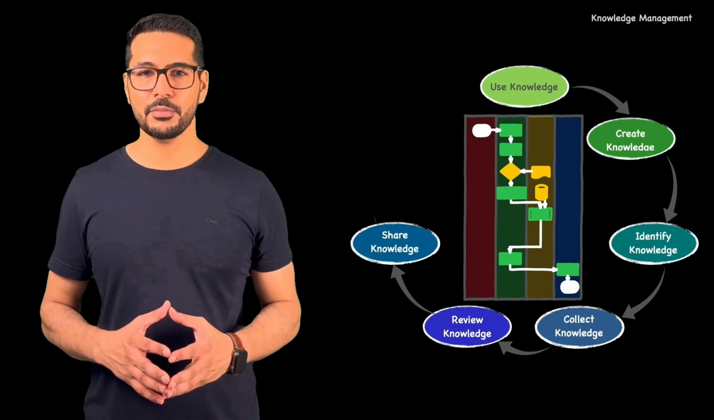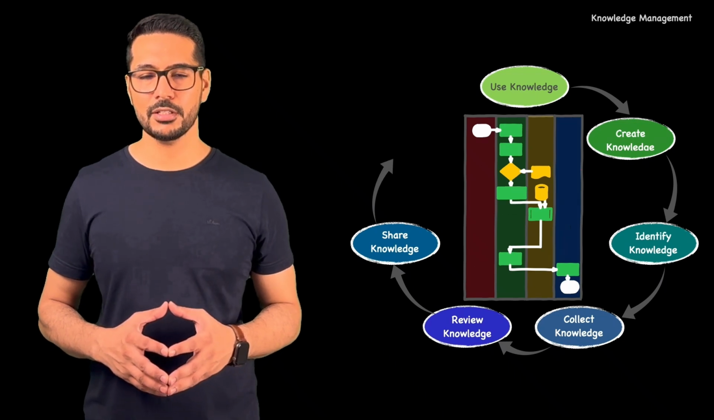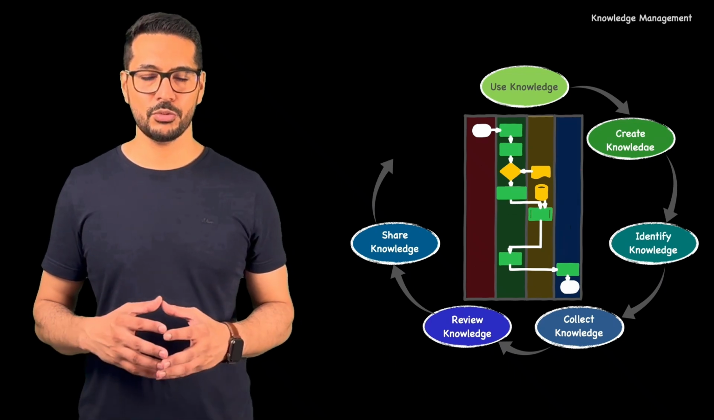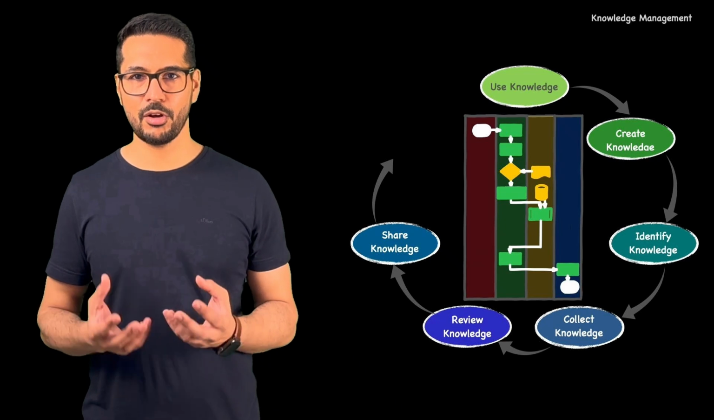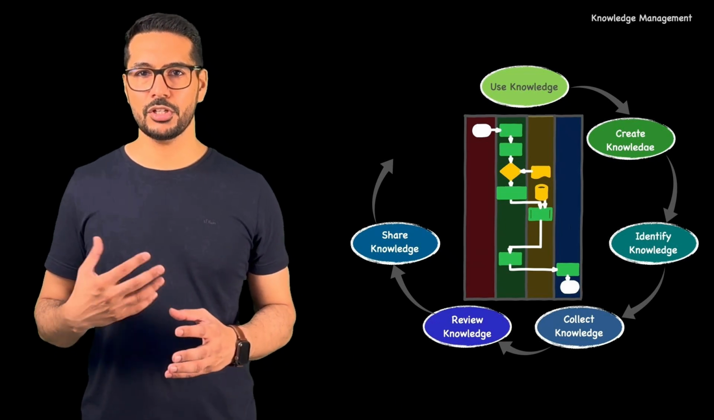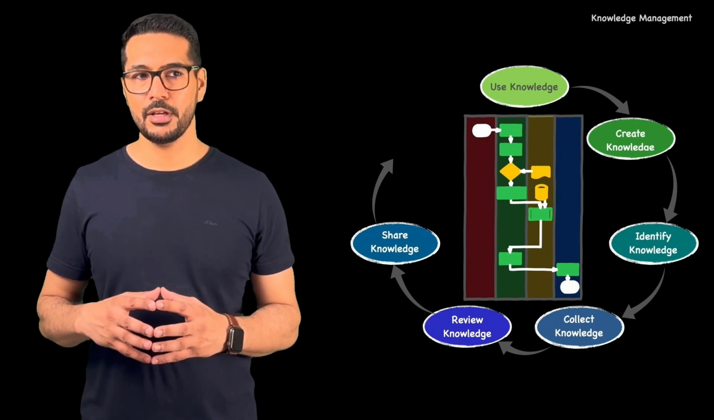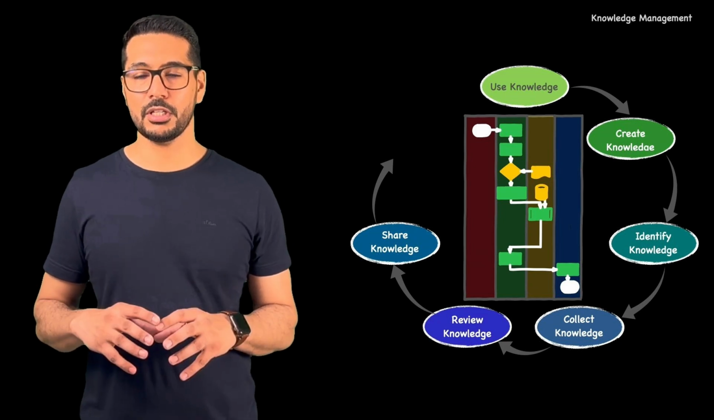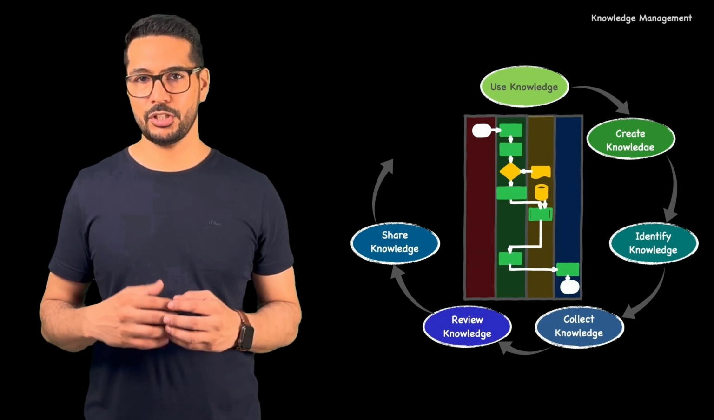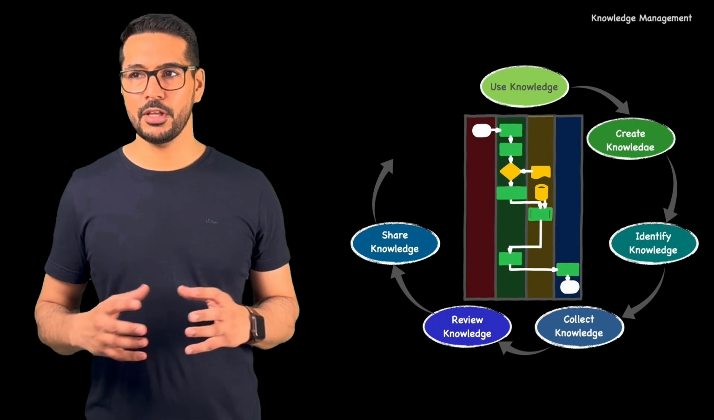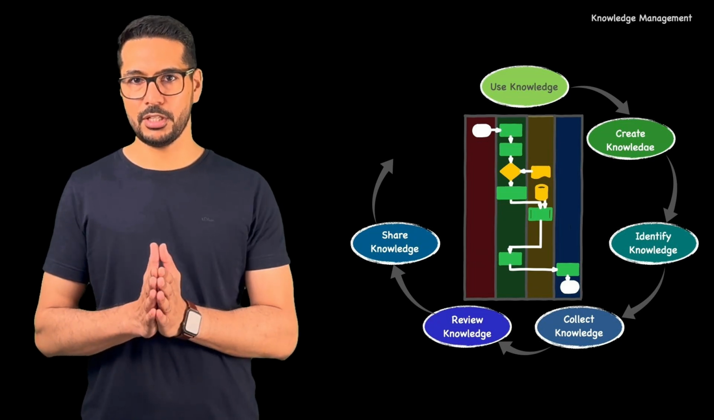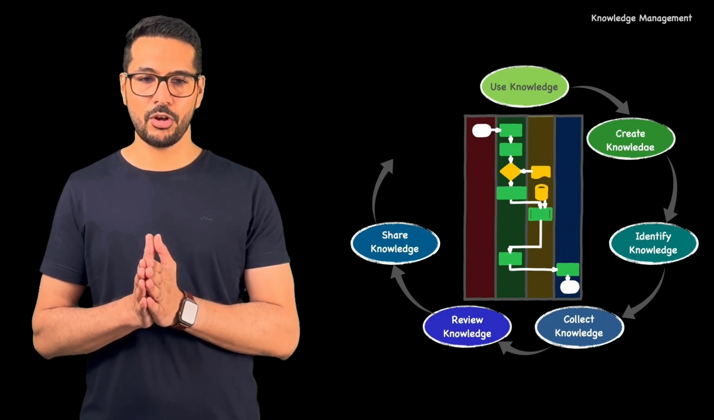The fifth process in knowledge management is to share the knowledge. We have collected and refined the knowledge, but it should be shared. It should be available somewhere that is available for everybody, and it is shared in the right form. This is the next process after reviewing the knowledge.